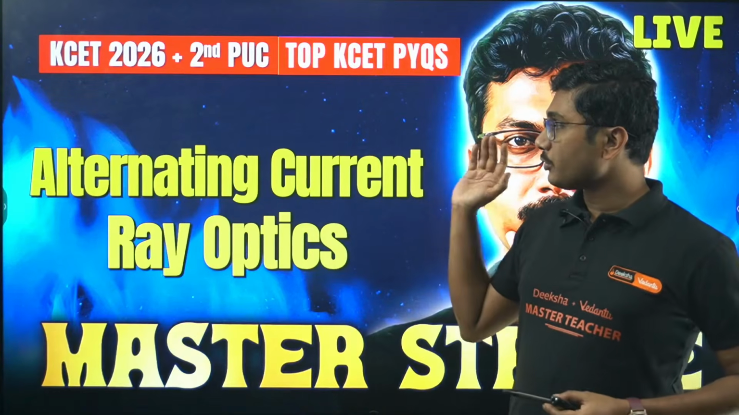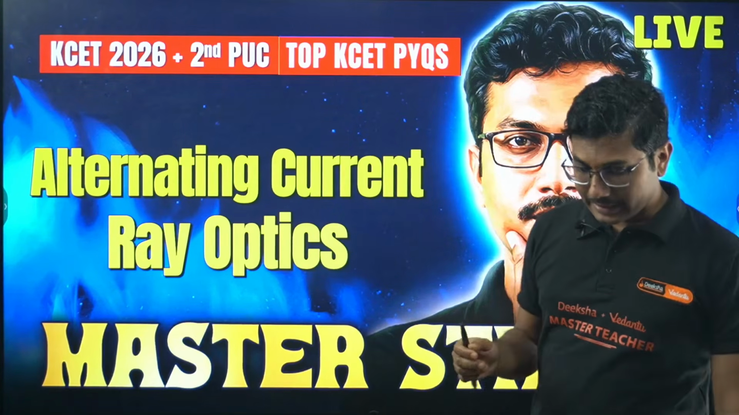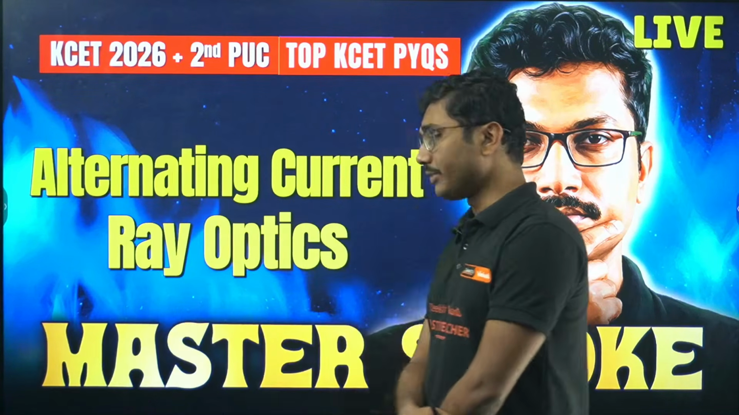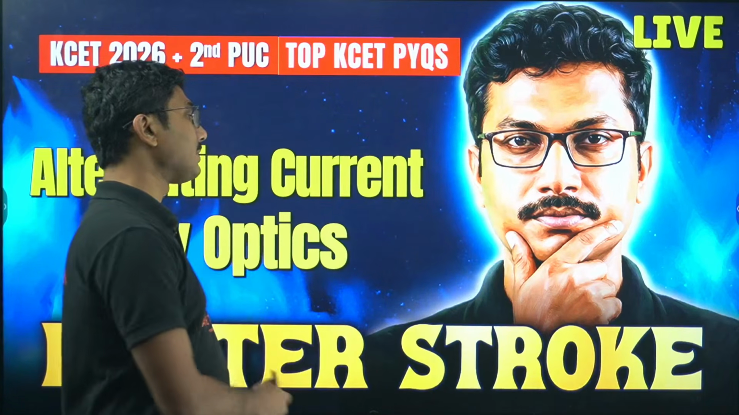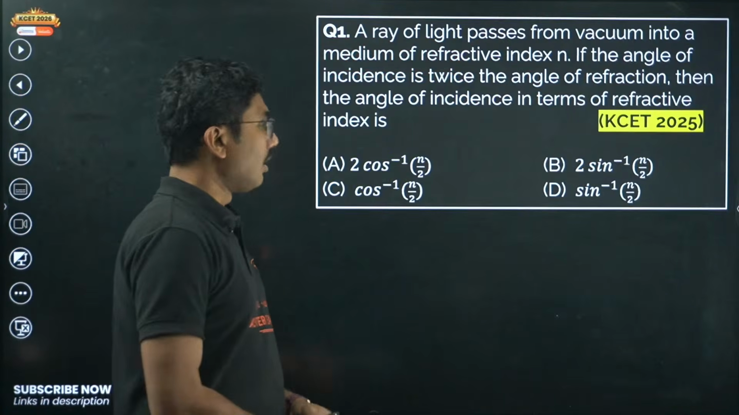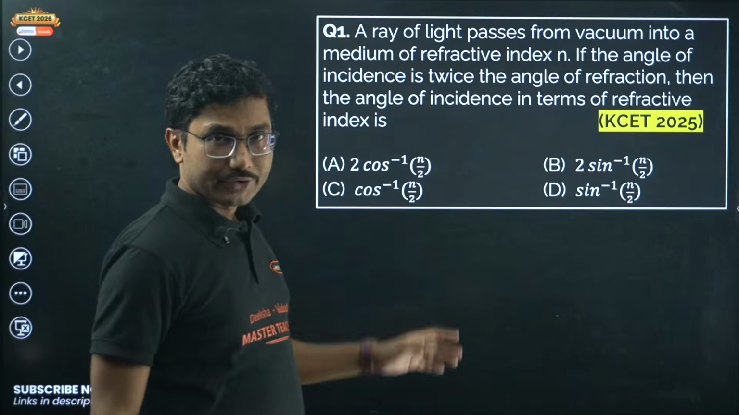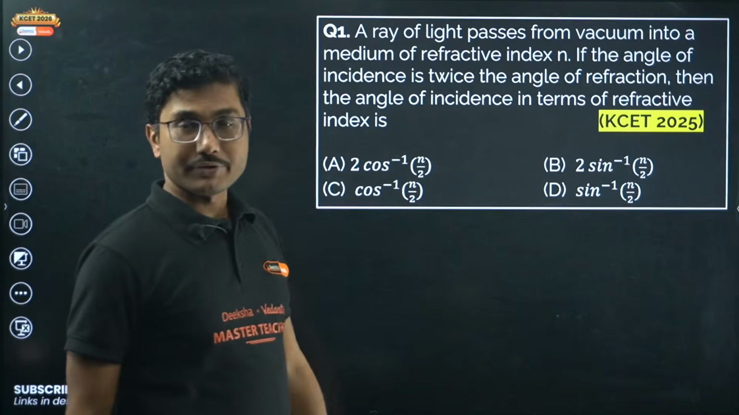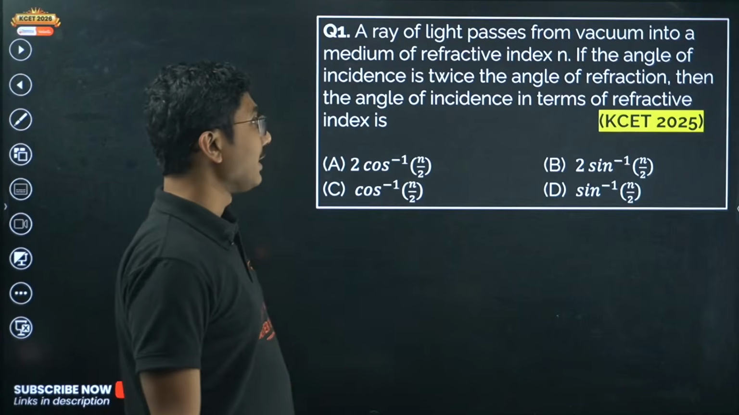From alternating current, we are expecting 4 questions in 2026, and from ray optics 4 to 5 questions in 2026. So both chapters are super duper important. So let us start with the MCQs first. Obviously, what we will be doing: 15 questions of ray optics, 15 questions of alternating current.